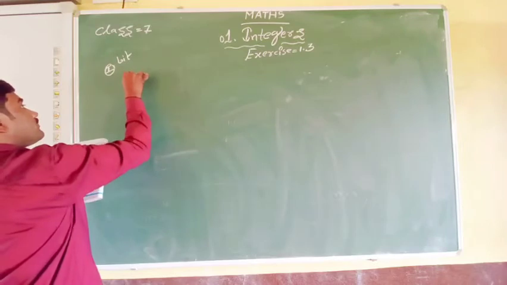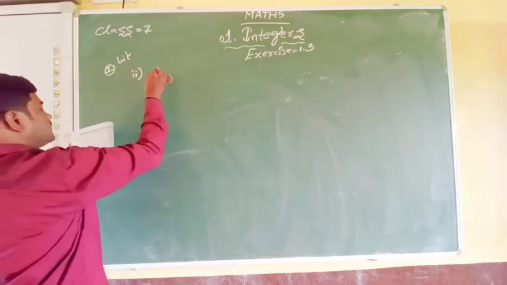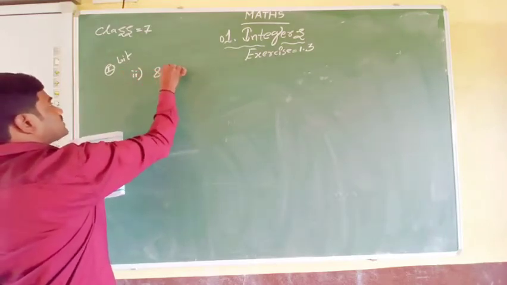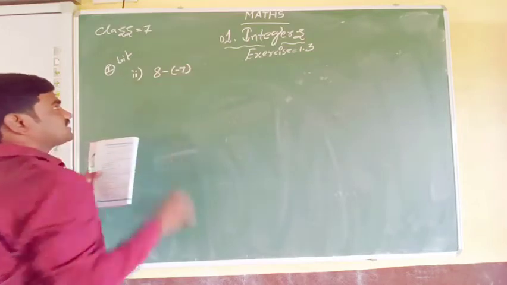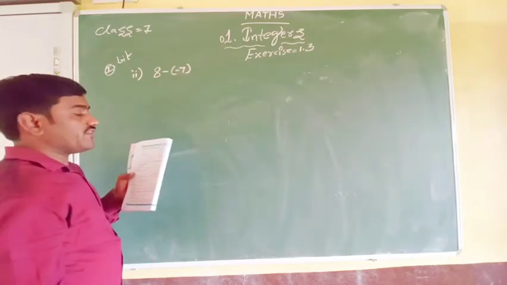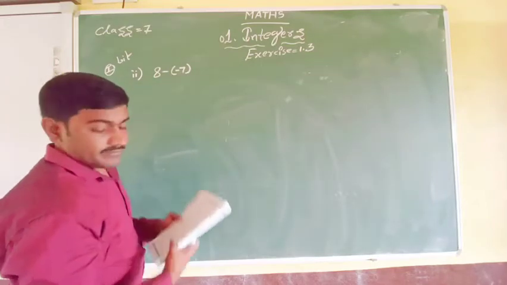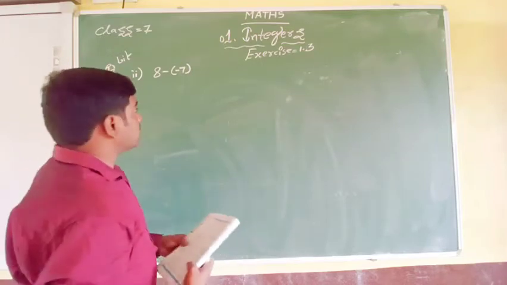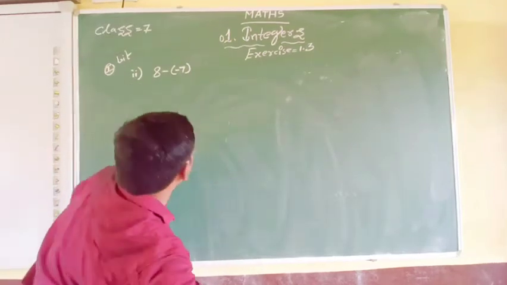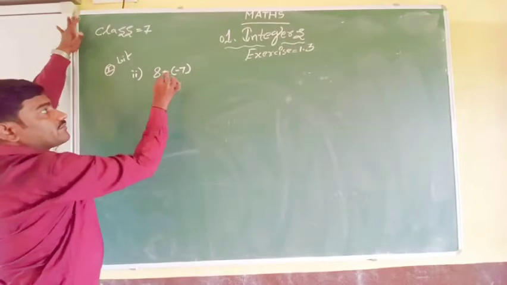So let me go for the second question here. 8 minus of minus 7. This we need to represent on the number line. Okay. Then let me represent this number on the number line now. This operation I have to represent on the number line.